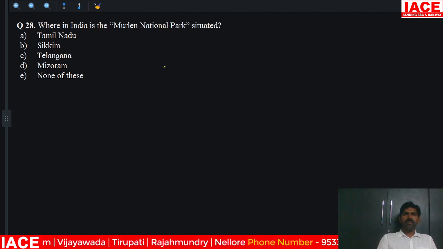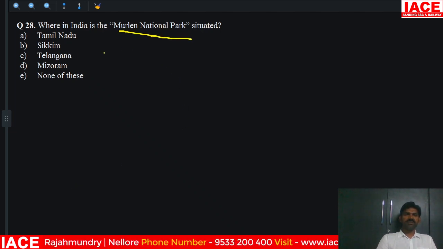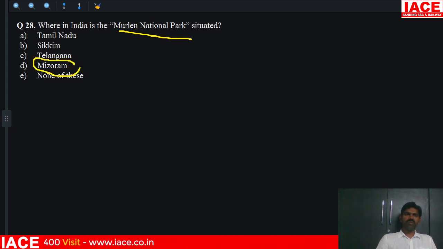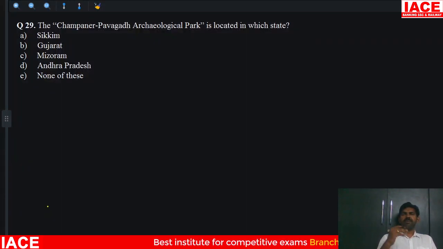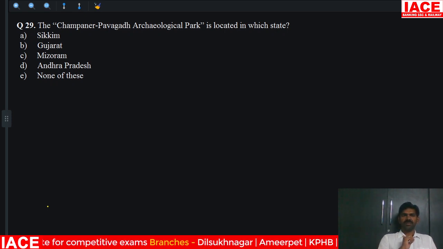Where in India is Murlen National Park? Very, very small state. It is nothing but Mizoram. So Mizoram is the home for this Murlen National Park. Very few national parks are present in the Northeast because they are small states. And Murlen National Park is present in the state of Mizoram. That's important. Basically, remembering the Northeastern national parks is a bit difficult. So give due importance to this.